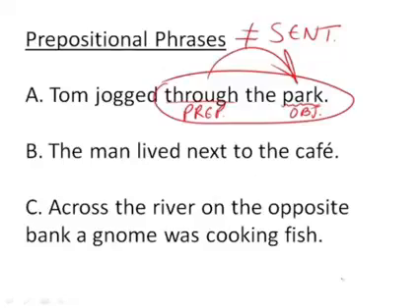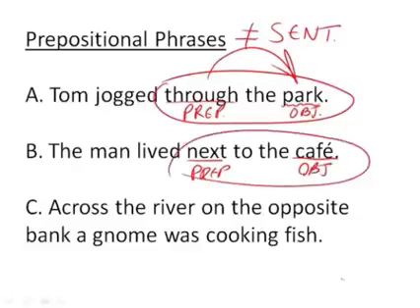Let's look at B. The man lived... Where? Where's the placement? Aha, next. Next to what? What's the object here? Is the cafe. So here's our prep. The object, of course, these words together make the prepositional phrase. But imagine a massive giant came here and canceled this out, or put his hand over it. We would see next to the cafe, and that is not a sentence.